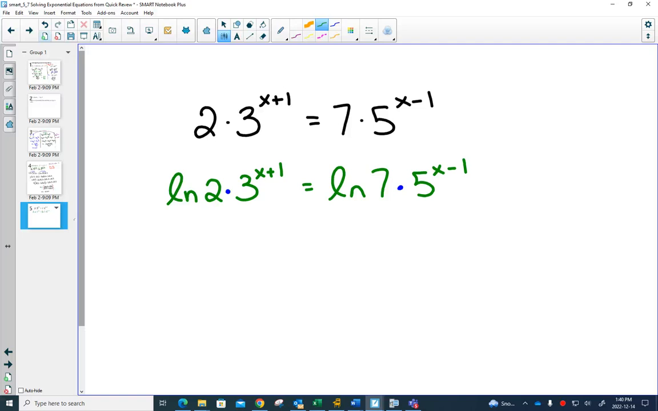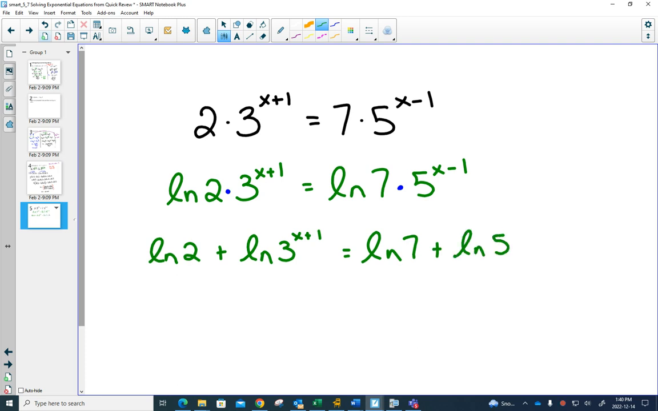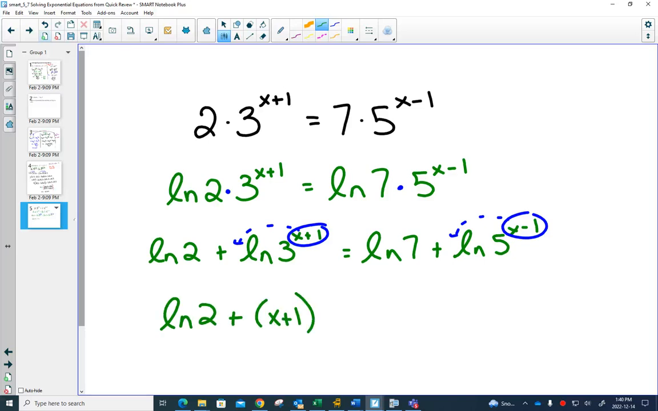So I add natural log of 2 plus the natural log of 3 to the x plus 1 equals natural log of 7 plus natural log of 5 to the x minus 1. And now, bring it on front. There are some students who see that that's what's going to happen, and you might be one of them. Since it's more than one thing, we have to put it in brackets.